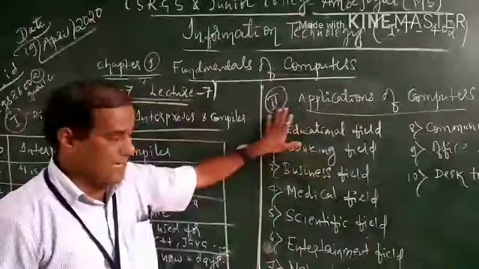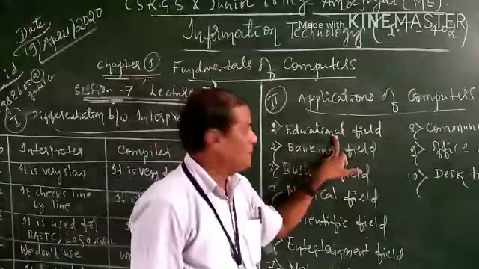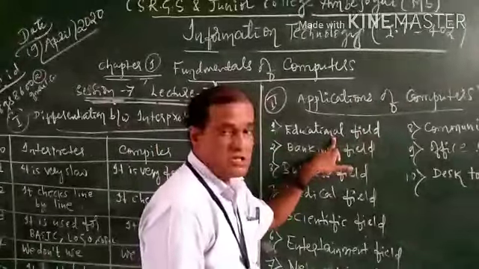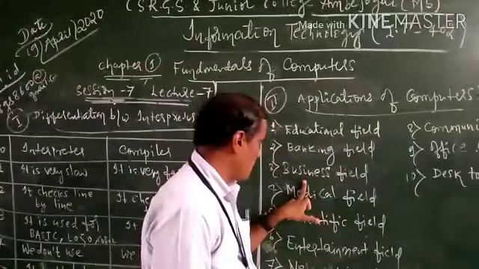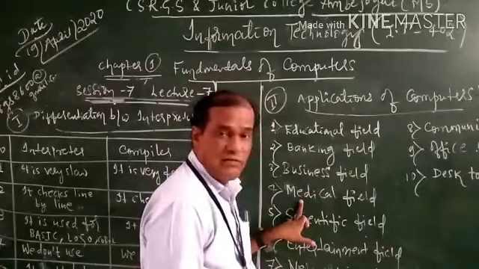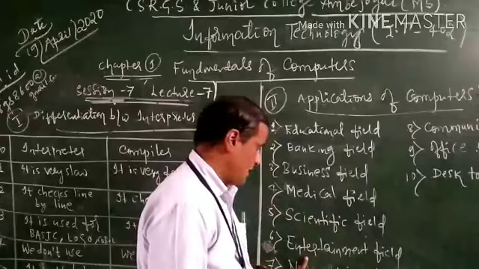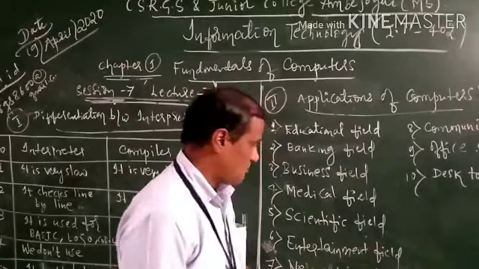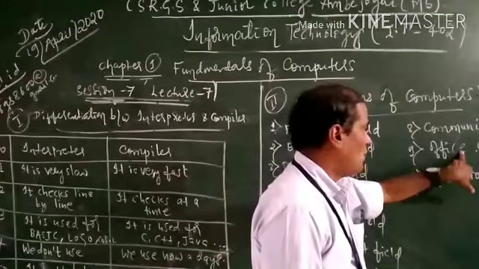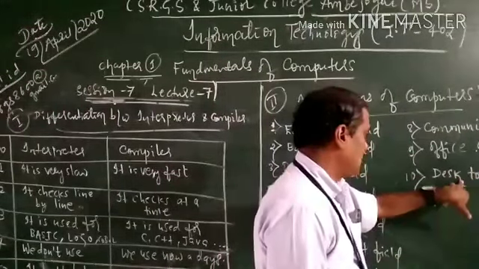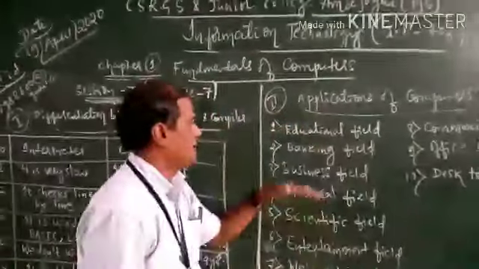There are many application areas, but some of the applications are these: one is called the educational field, second is the banking field or banking sector, third is the business field or financial field, fourth is the medical field or hospital management, fifth is the scientific or research field, sixth is the entertainment field, seventh is the networking field, eighth you can call the communication field, ninth is the office automation field, and tenth is the desktop publishing field. There are many, but in brief, we can study them one by one.